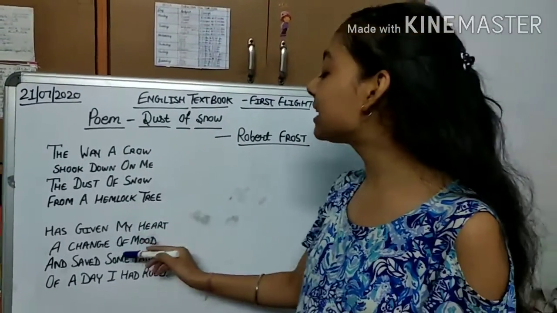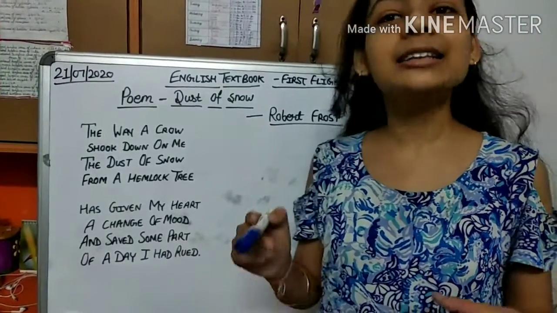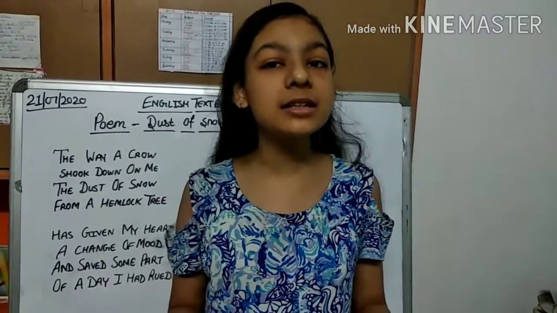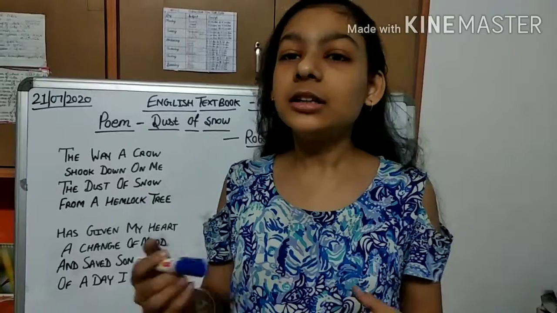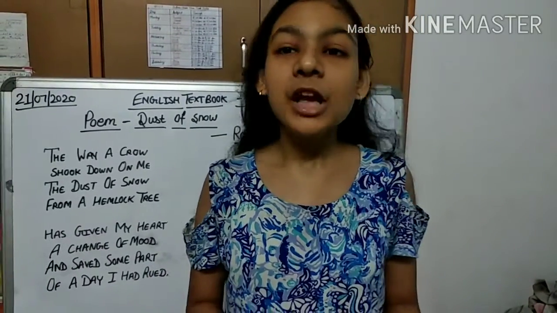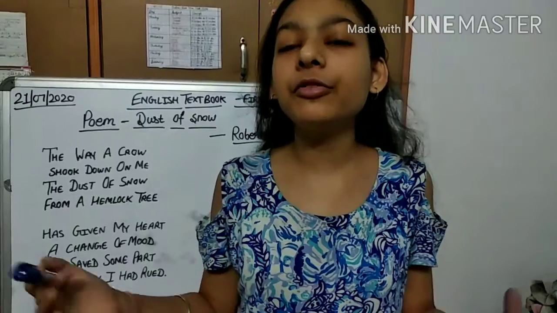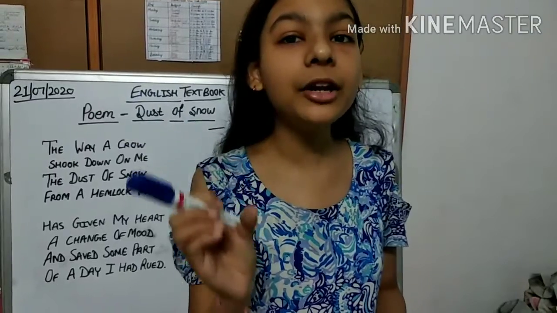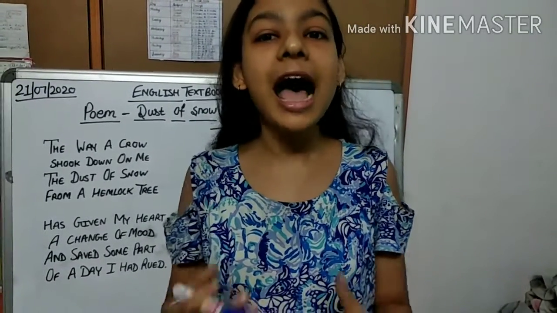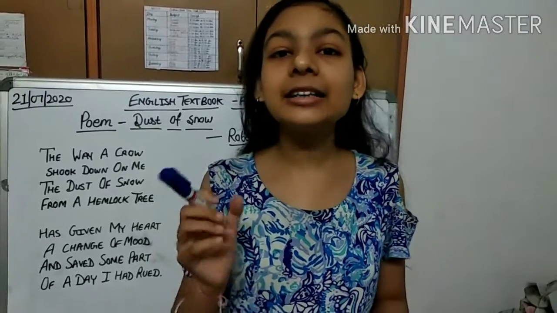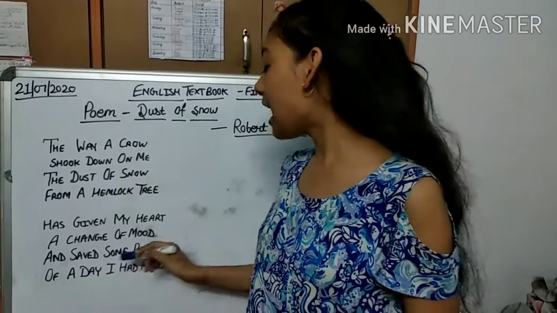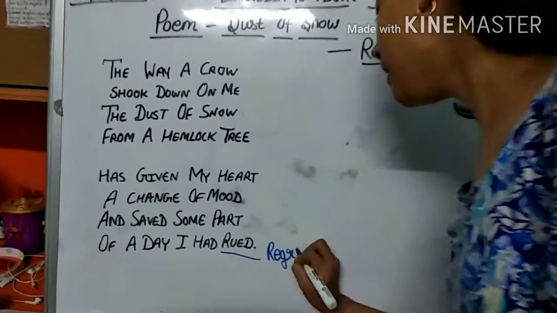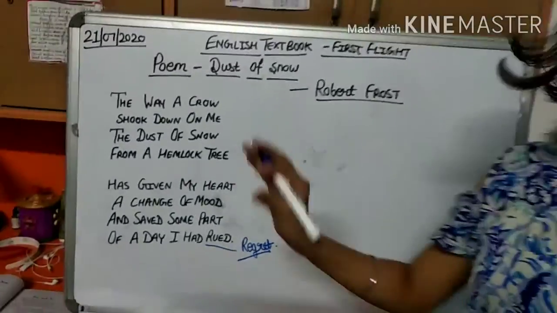Now stanza 2: has given my heart a change of mood and saved some part that I had rued. Now in the second stanza, as soon as the dust of snow falls on the poet, his mood changes completely. He was very happy and filled with excitement. So he is saying that this sudden fall of dust of snow has changed my entire mood and it has saved some part that I had rued. Rue means regret. The meaning of rue is regret. So this is the poem.